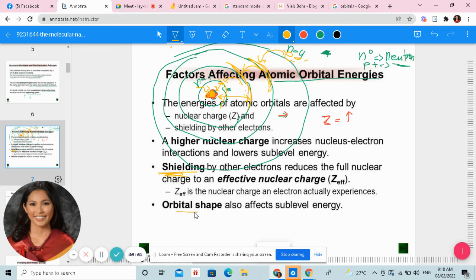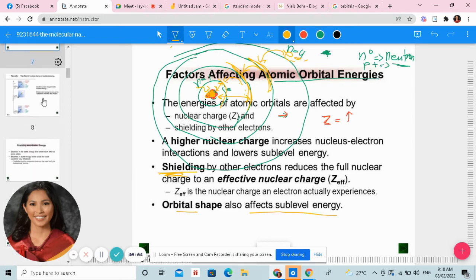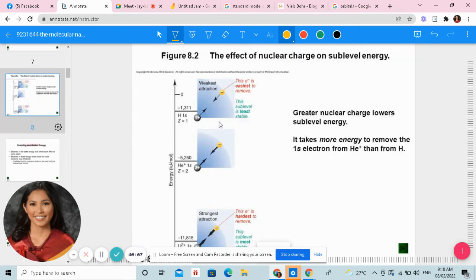Now, orbital shape also affects sublevel energy. All right, so we have Z is equal to 1 and Z is equal to 2. So the nuclear charge is 1 and the nuclear charge is 2. Which has higher nuclear charge? Z is equal to 2, the helium ion. Hydrogen has lower nuclear charge.